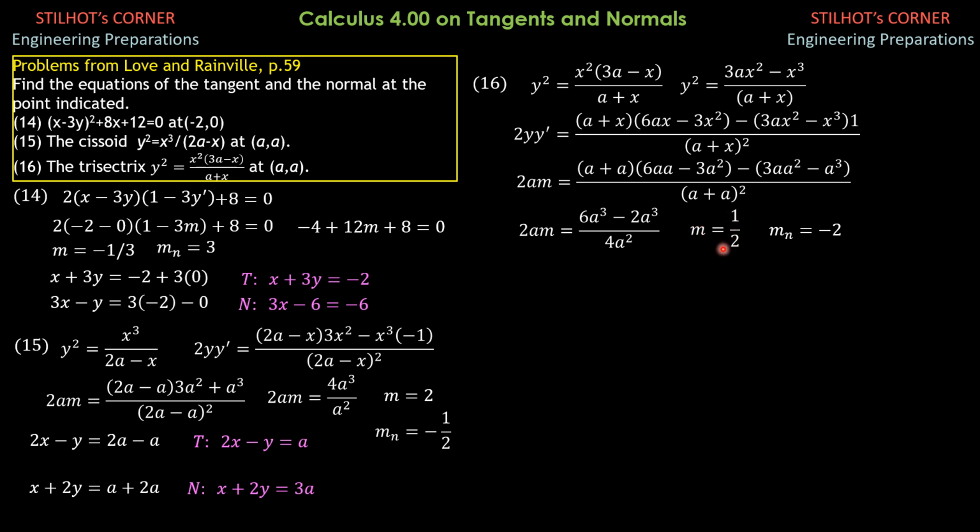So the expected equation of the tangent is in the form x - 2y = a - 2a. The tangent therefore is x - 2y = -a, while the normal is 2x + y = 2a + a. So the normal is 2x + y = 3a. So that's it for this video.